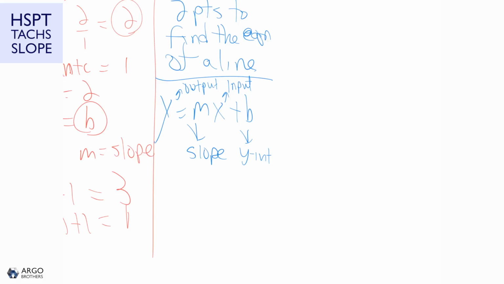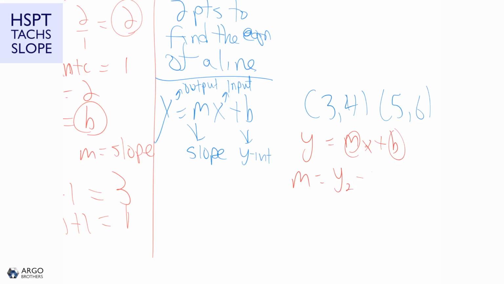Now let's try and use this again so we get practice with it. Find the equation of a line given that a line has these 2 points, let's say (3, 4) and (5, 6). Well, the equation of a line is y equals mx plus b. If we have m and b, then we found it. Let's find m. m is y2 minus y1 over x2 minus x1.